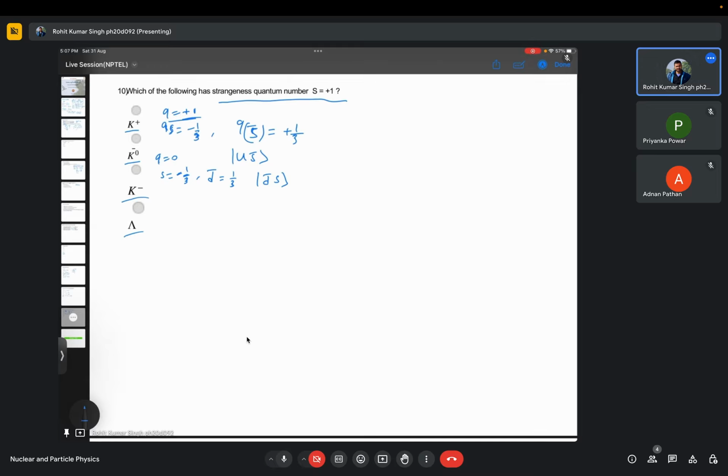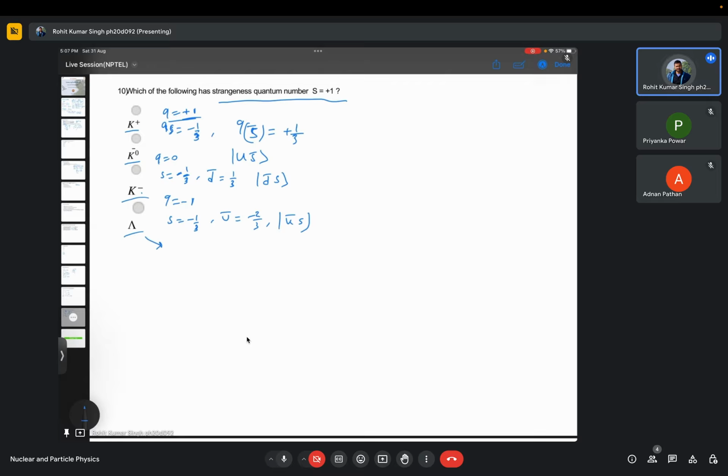Similarly, then for minus 1, again strange quark, minus 1 by 3. You need a u bar, right? So then it will be u bar s, right?